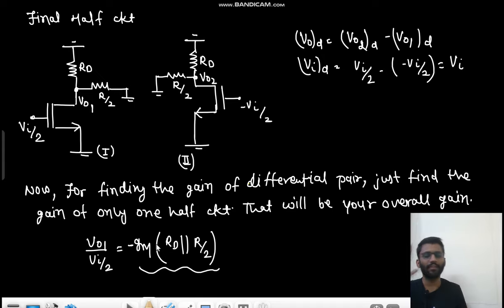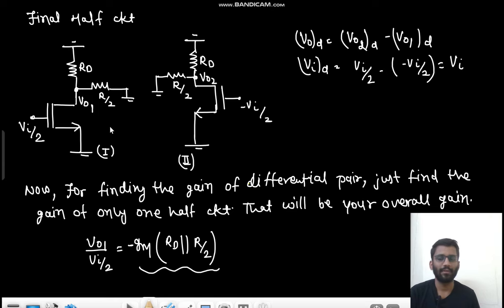Just find the gain of first half circuit, just the gain. Here your input signal is Vin by 2. For this half circuit, what is your input? Not Vin, it is Vin by 2. So what is the gain? Minus gm into RD parallel with R by 2. Right? Your input is Vin by 2, considering Vin by 2 as input.